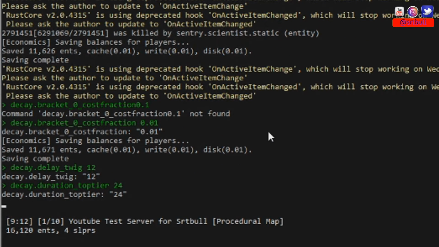So now decay duration top tier is set to 24 hours. So after the TC runs out of high qual, anything that's built out of high qual will decay inside of 24 hours instead of the default 12.